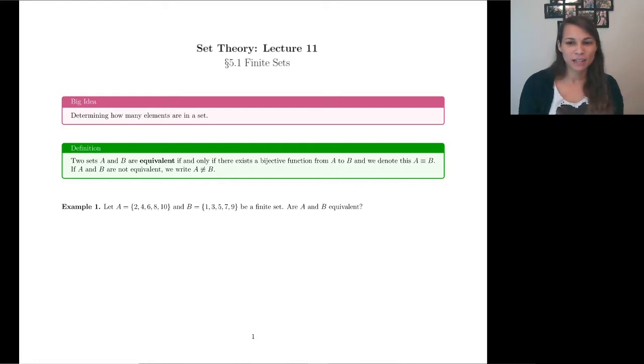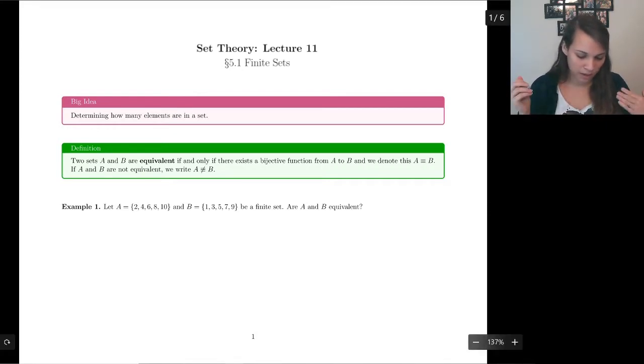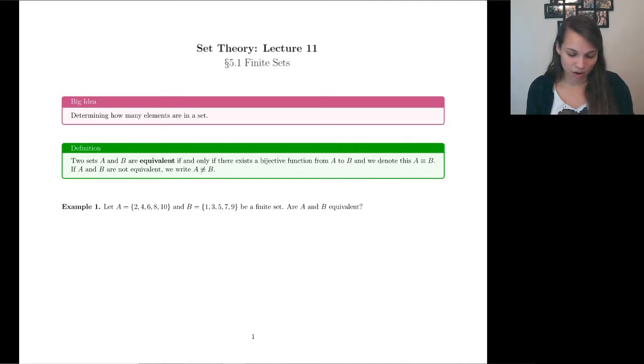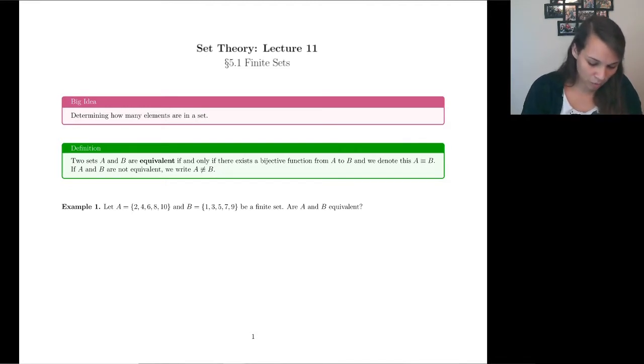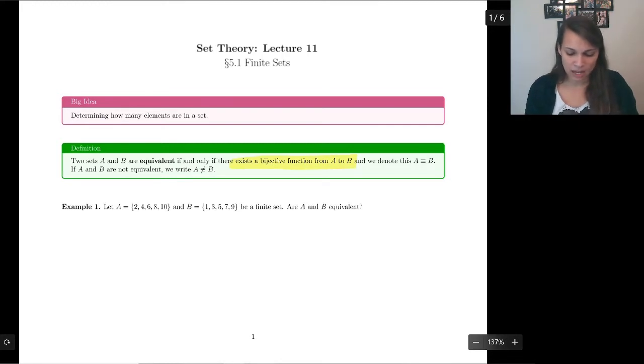Hey everybody, today we're going to be discussing finite and infinite sets, and basically all that means is we're going to discuss how many elements are in a set. To start off that discussion, we are going to start with A and B are equivalent. When they are equivalent, that just means that there exists a bijective function between A and B, and we denote this with a triple equal sign, and when they are not equivalent, we put a slash through that equivalent sign.